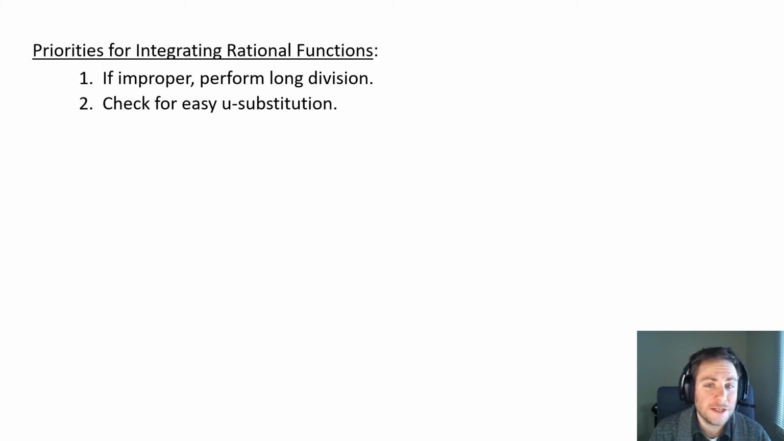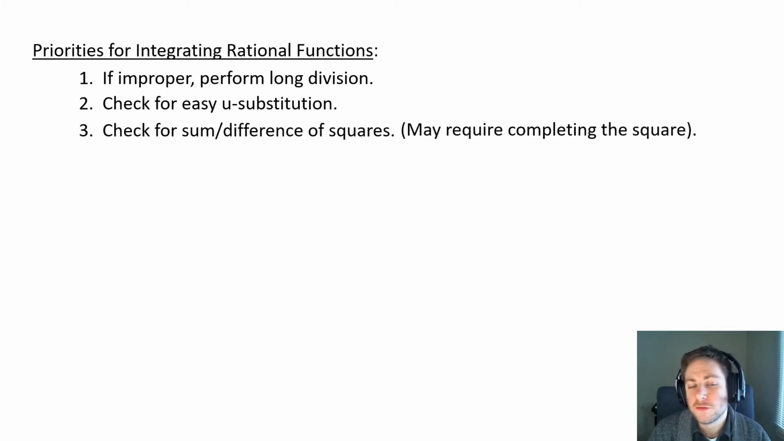If you can't find any easy u substitution, then the next thing you should do is look for a sum or difference of squares, keeping in mind that they might be disguised as a quadratic function through the process of completing the square. If you can find a sum or difference of squares, then you might be able to make use of inverse trig or hyperbolic formulas, or perhaps even a trigonometric substitution.